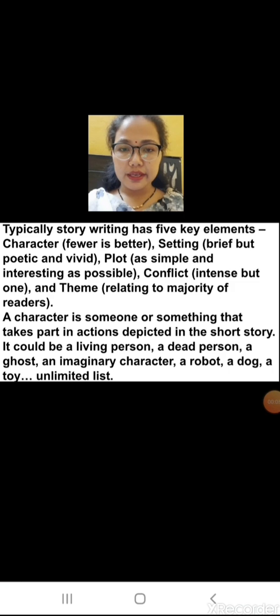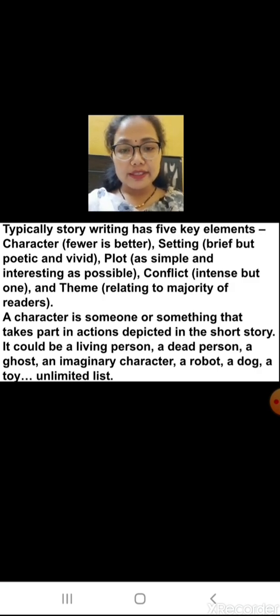The first one is character. Fewer is better. That means you should keep characters few. Second is setting. In setting, it should be brief but poetic and vivid. Third is plot. It should be as simple and interesting as possible. Fourth is conflict. It should be intense but only one. And the last one, the fifth one, is theme. It should relate to the majority of readers.